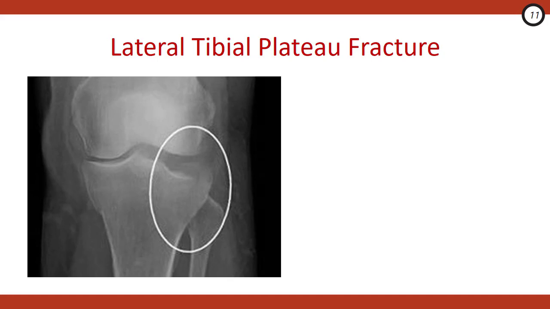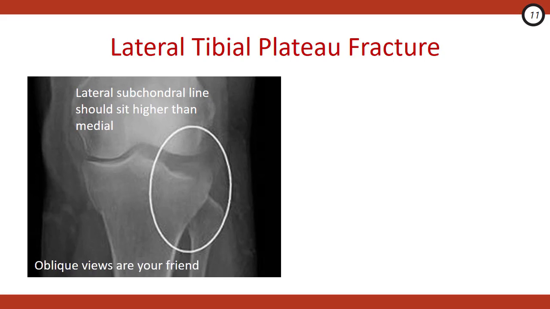But a couple things you can do to increase your yield when you're interrogating your x-ray is, first off, compare the lateral and medial subchondral lines. The lateral subchondral line should sit higher than the medial. If the lateral is lower, think fracture. Secondly, to increase the sensitivity and specificity of your x-ray series, make sure you get an oblique view.